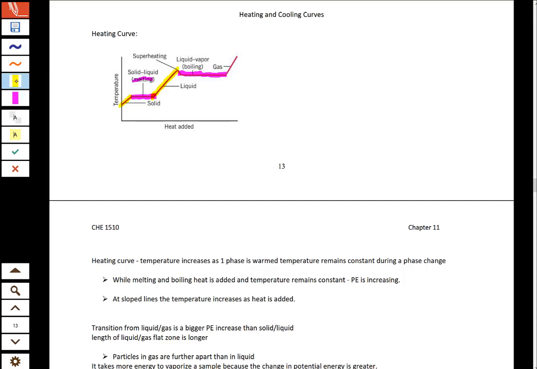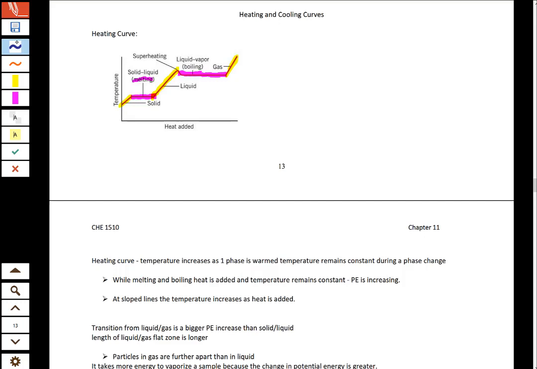Now, right here where we see this sloped part for the gas, that is one of the reasons why a burn from steam, like water in its vapor state, is so much more dangerous than boiling water, because gaseous water can get higher than 100 degrees Celsius, so it can burn you even worse.